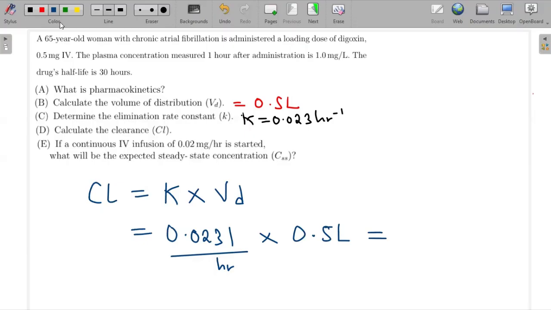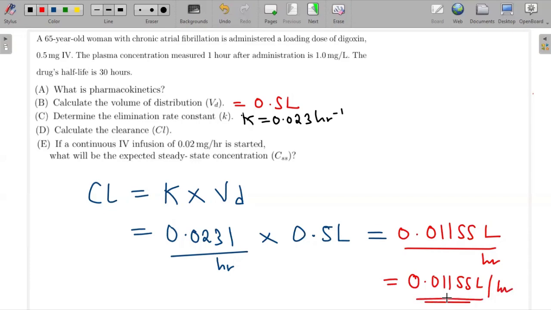So what do I get when I do this? This guy multiplied by the 0.5, I get 0.01155, and then I have the liters divided by the hour. So this would simply be 0.01155 liters per hour. So that would be my clearance there. If you want, you can round it off to 4 decimal places. It will be 0.0116, which is also okay. But there, I'm just going to leave it the way it is.